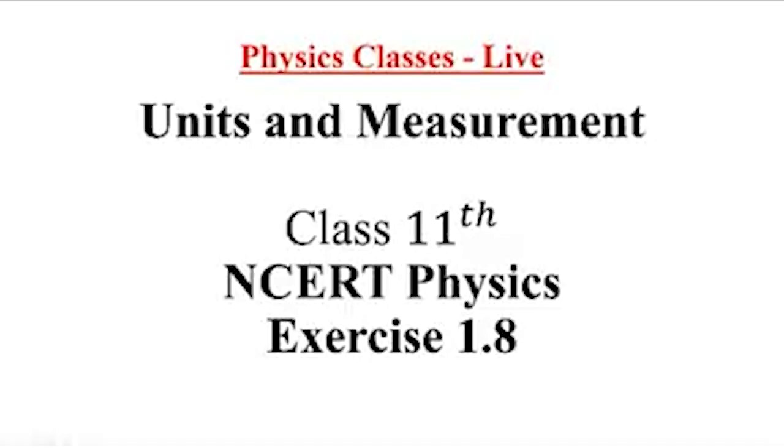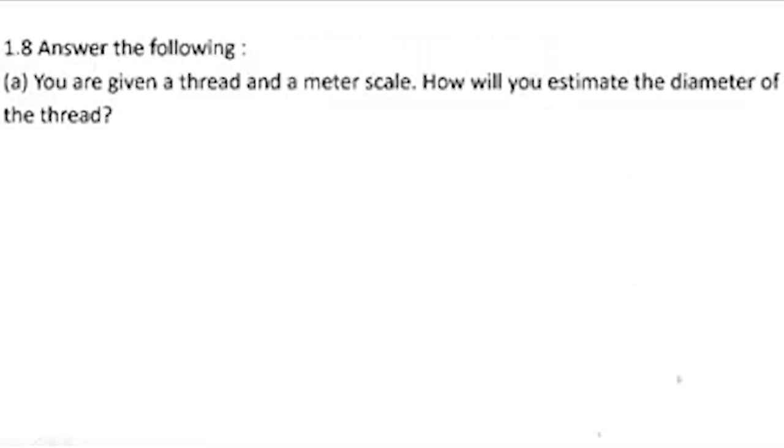Hello everyone, in this video we are discussing exercise 1.8 from class 11th NCERT physics chapter units and measurement. The question says, answer the following. You are given a thread and a meter scale. How will you estimate the diameter of the thread? Here the thread's diameter would be less than the least count of the meter scale. It is being assumed like that.